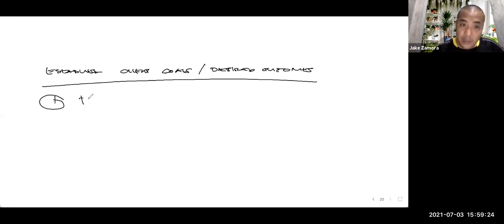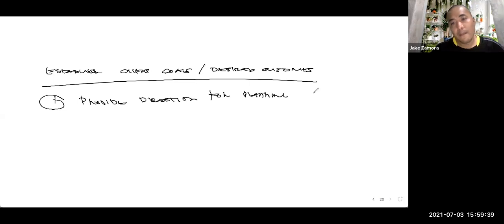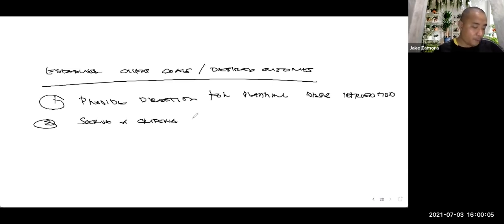So the first one is it will provide direction for planning nursing intervention. Okay, so it will provide direction for planning intervention. The next thing is that establishing client goals or desired outcomes will serve as a criteria for evaluating clients' progress. Okay?